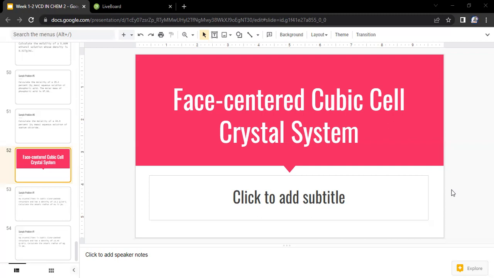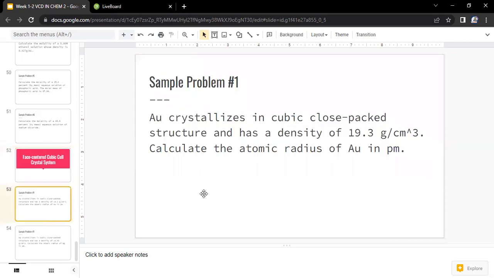So we have here some of the basic word problems to solve. For problem number 1: gold crystallizes in a cubic close-packed structure, which is also known as the face-centered cubic cell structure, and it has a density of 19.3 grams per cubic meter. We have to calculate the atomic radius of gold in picometers, or pm.